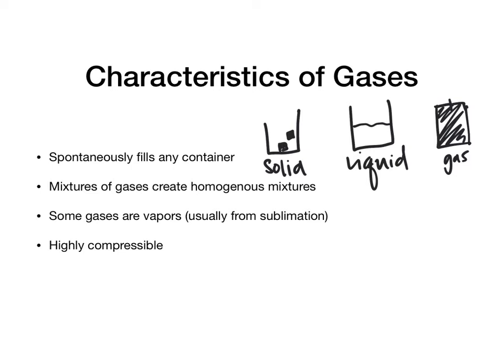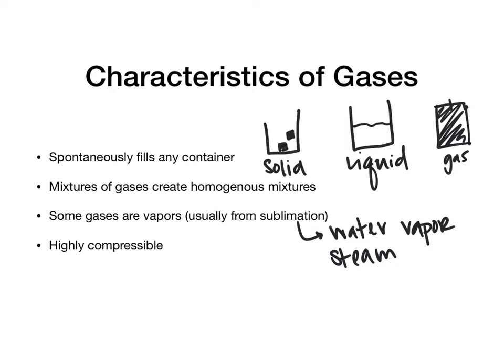Mixtures of gases create homogeneous mixtures, meaning gases mix together. If we mix a solid and a liquid, or you try to mix 2 solids, they don't necessarily always form a homogeneous mixture. Some gases are vapors from sublimation. So what is this? Water vapor, which we often call steam, and that is basically just water in the gaseous form. So if you see vapor, that means the gas or the compound in a gaseous form.